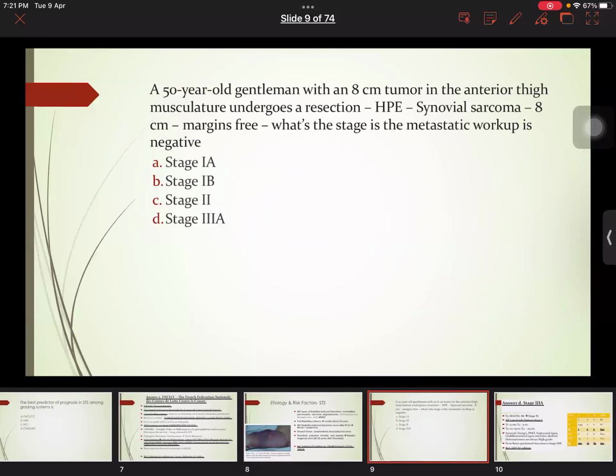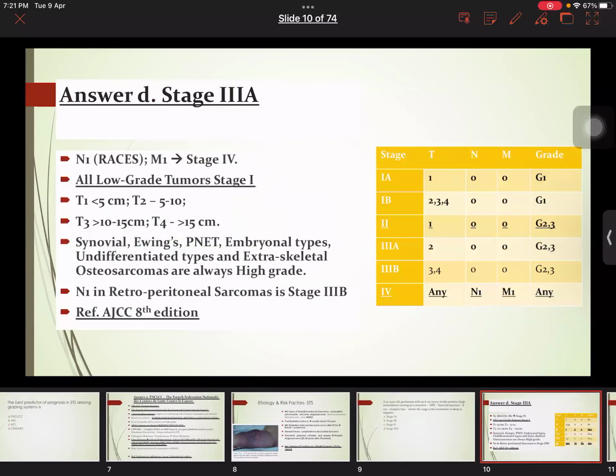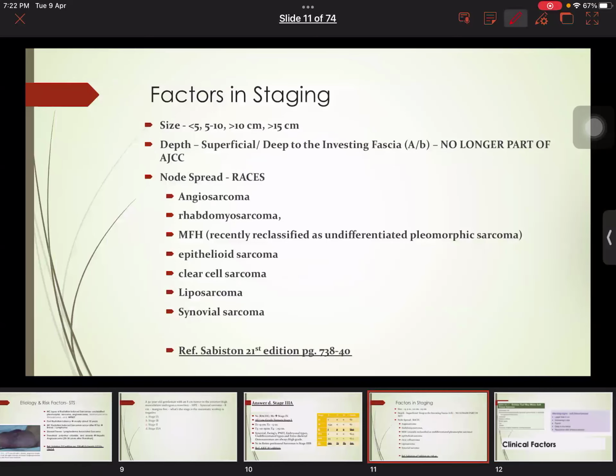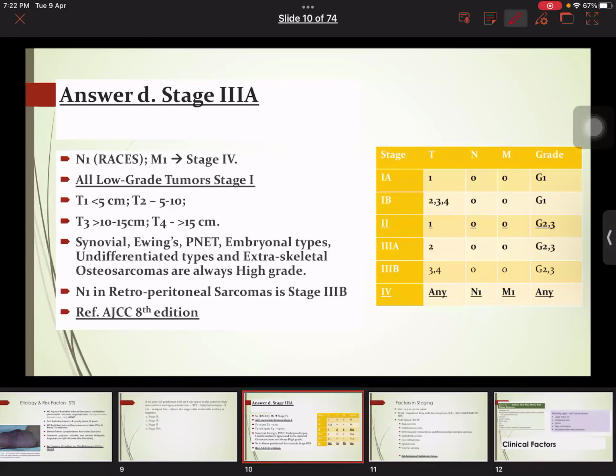Right. Now going on to the next question on staging. As far as staging is concerned, let me show the staging to you first, and then you will understand how it goes. So here we have the stage of the cancer. As I already told you, all low-grade sarcomas are going to present as a stage 1 tumor. So stage 1 has got stage 1A and stage 1B.